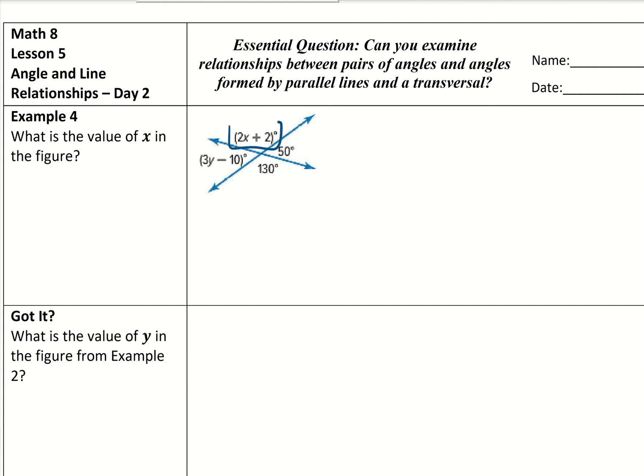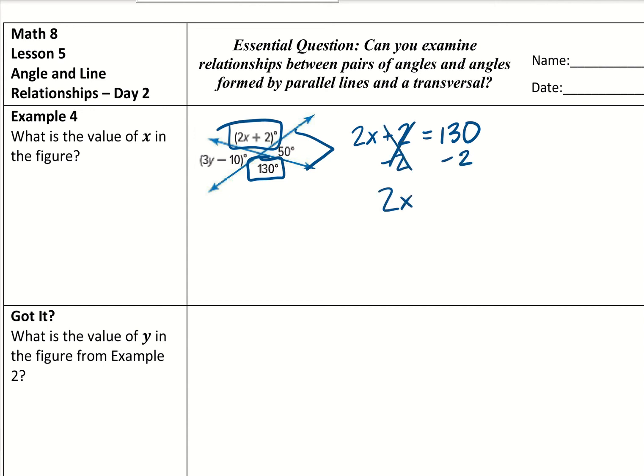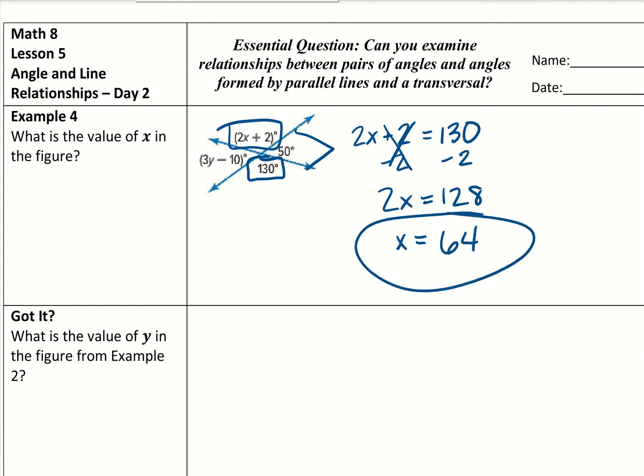We can also see that these two angles are vertical angles, and we can use that to figure it out. Personally, I'm going to look at the vertical angles because I think that's going to make it easier to solve. When we have vertical angles, that means they are equal to each other. So we can set those two equal. So we have 2x plus 2 equals 130. Now all we do is solve. So those two cancel. We have 2x equals 128. If you type that into your calculator, you should get 64 for x. That's all you have to do on example 4.